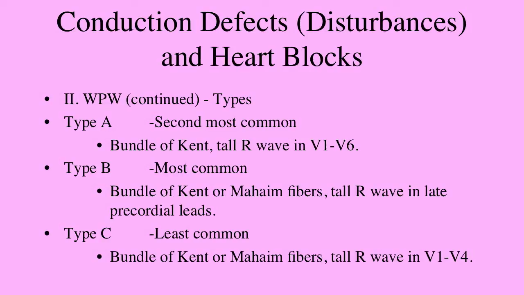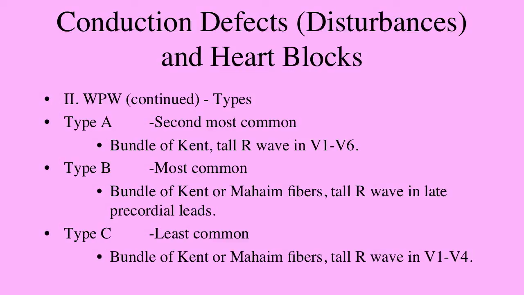If you look on page 30 in the course pack, you see an example of type A WPW: a tall R wave in V1 through V6. Type B is the most common, and it uses the bundle of Kent or Mahaim fibers. Again, these are pathways that go around the AV node, and you have a tall R wave in the late precordial leads. In this case, V3 through V6, the R wave is a little bit high, but again, you have all the other criteria for this.